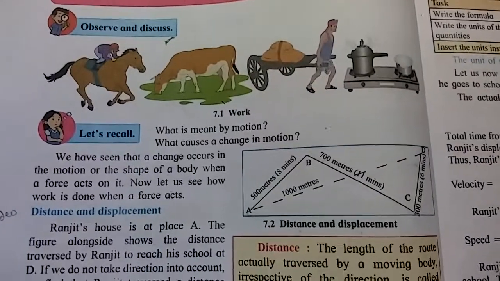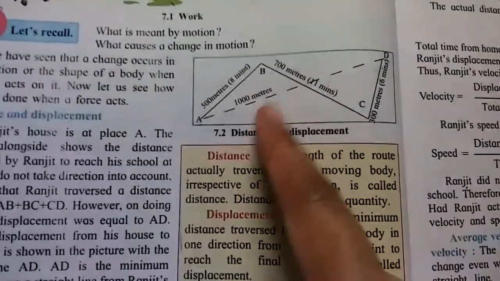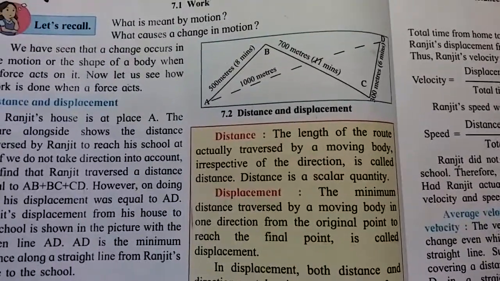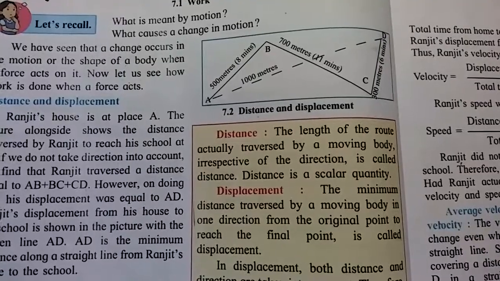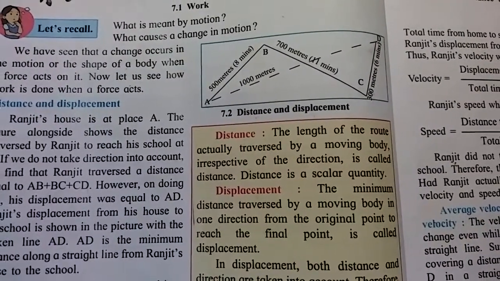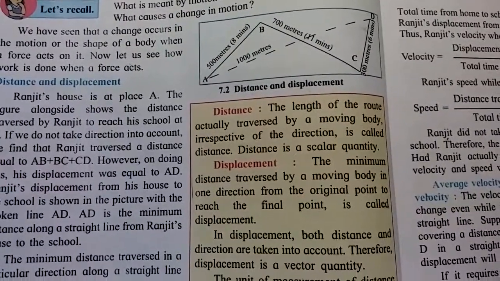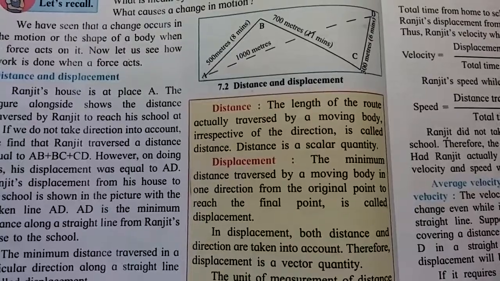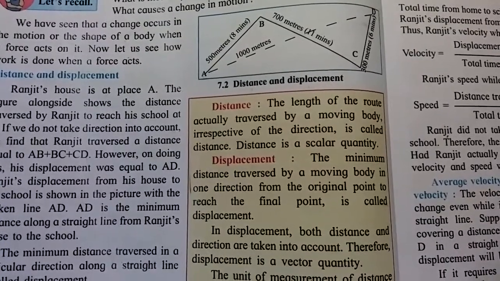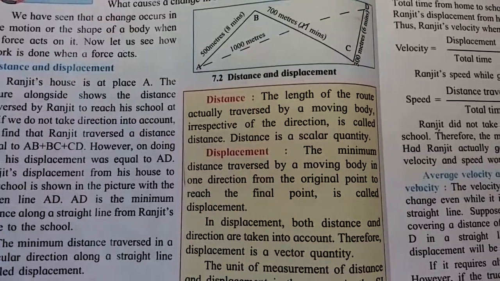Motion, force and work. In the previous video we have already learned about distance and displacement, and we have discussed this diagram. Distance, the length of a route actually traveled by a moving body irrespective of the direction, is called distance. Distance is a scalar quantity. Displacement, the minimum distance traveled by a moving body in one direction from an origin point to reach the final point, is called displacement.